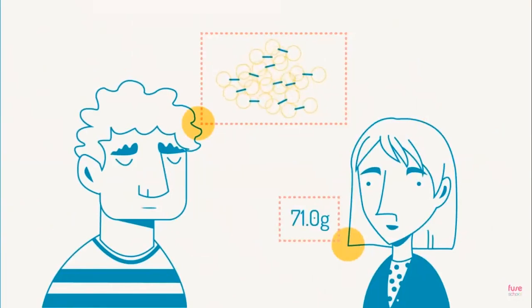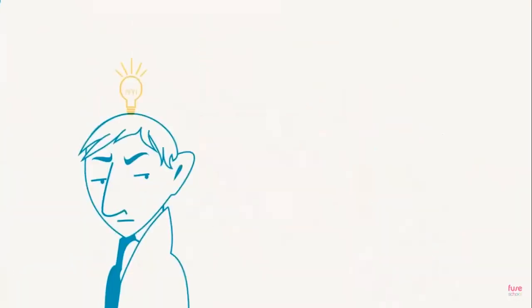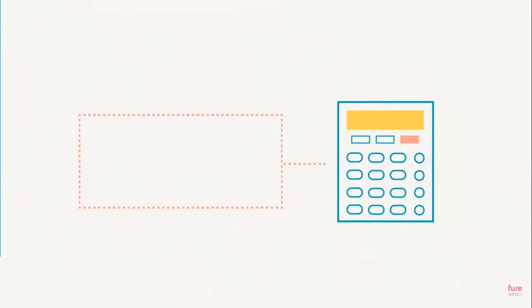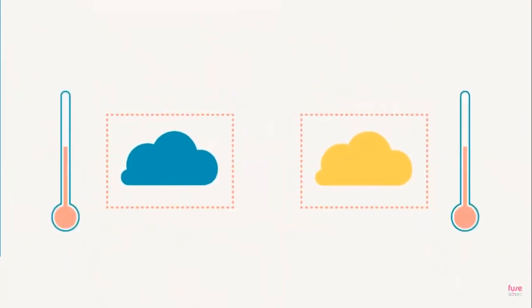In 1811, Avogadro proposed his hypothesis, which stated, equal volumes of gases at the same temperature and pressure contain the same number of molecules. This hypothesis made it easier to perform calculations involving gases. This means that one mole of any gas will occupy the same volume as one mole of any other gas, provided that they are at the same temperature and pressure.